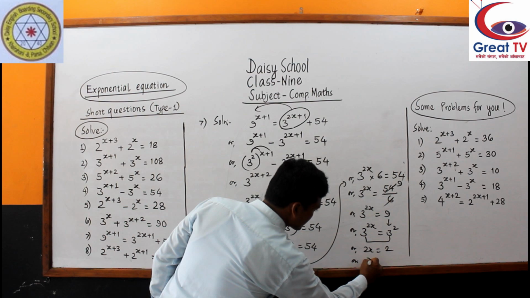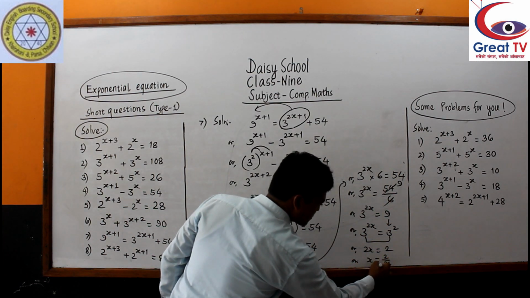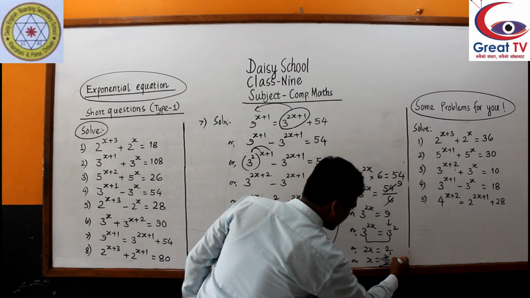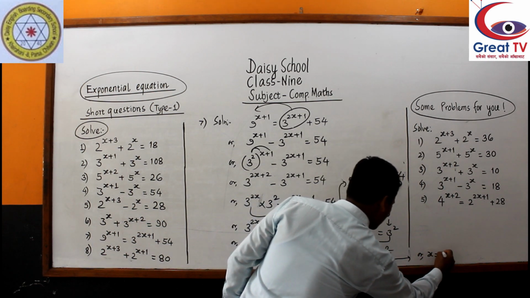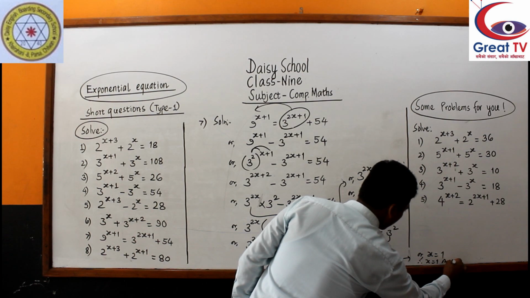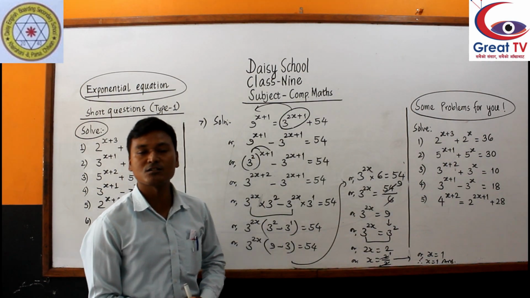Then after this, x is equal to 2 by 2. 2 ones are 2, possible to cancel. Well, x is equal to 1. Therefore, x is equal to 1. This is the required answer. So though the question is a little different, my dear students, don't be afraid.